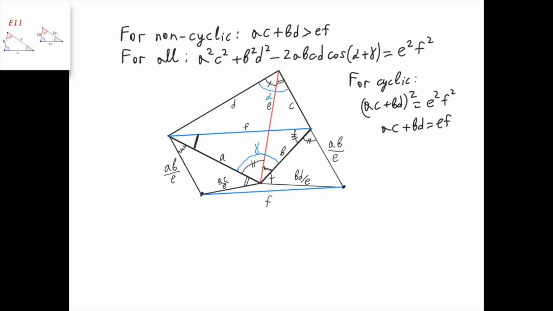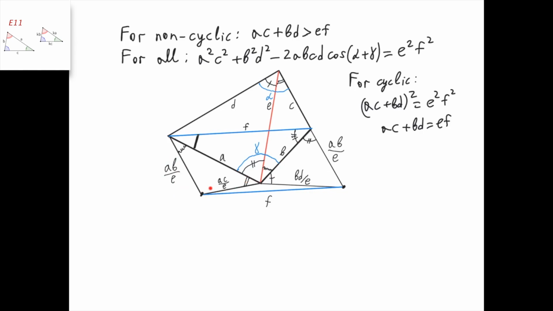Similar triangles have proportional sides. Therefore, this side divided by this side equals this side divided by this side. And so, if this is A, this is B, and this is E, then we have this side divided by A equals B divided by E. And so this side must be A times B divided by E.